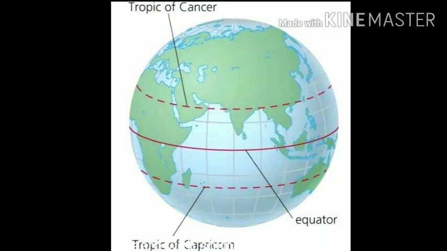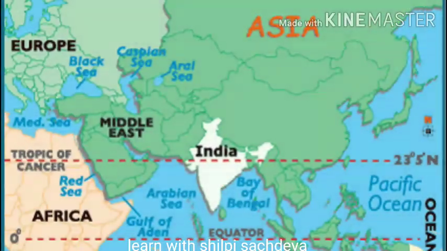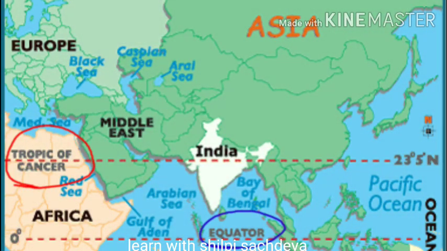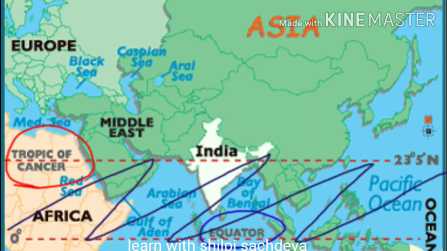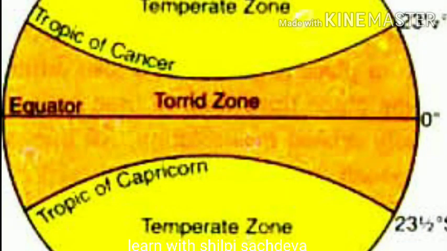If we look at the map of the world or globe, we can see the Tropic of Cancer passes through India at 23 degrees 5 minutes north, and below India we can see the equator, which divides the planet Earth into two equal halves. Thus, the area between the Tropic of Cancer and the equator is the torrid zone, which has high temperature throughout the year as the sun rays fall directly in this region.